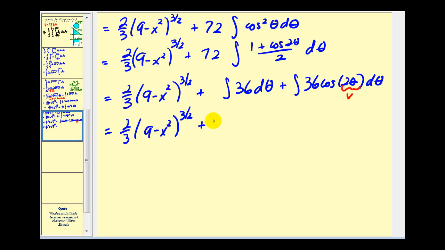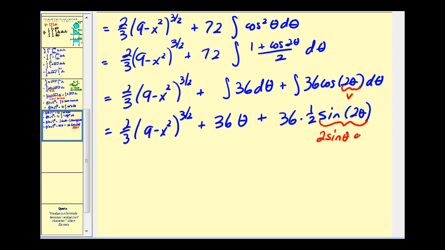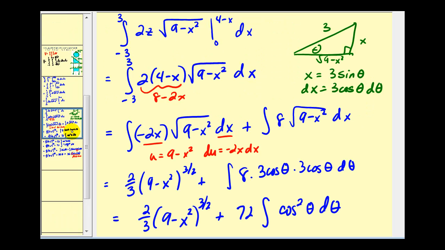This is going to be 36 theta plus, if we let v equal 2 theta, that's going to give us an extra factor of 1/2. So we'll have 36 times 1/2 sine 2 theta. Now let's go ahead and perform a substitution here. Let's replace sine 2 theta with 2 sine theta cosine theta. We can see when we do that, that this 1/2 and this 2 are going to simplify out. Let's go ahead and rewrite this in terms of x. Then remember, the limits of integration were from -3 to +3.